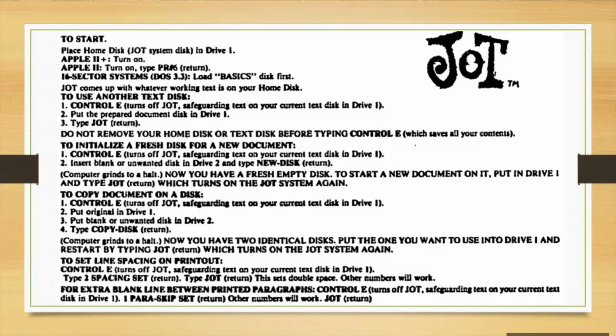So here's the JOT page from the manual. So the Apple II Plus, you just turn it on. The Apple II, you turn it on and type PR#6. That's assuming that you have an auto start ROM, I guess. And then if you have a 16 sector system, you have to use the BASICS disk first. Okay, nice. So it was distributed on 13 sector, I guess, and weird. I don't know exactly. But yeah, Control-E ends the document.